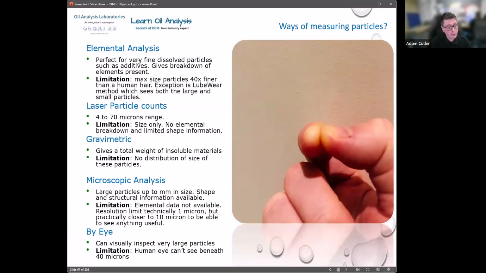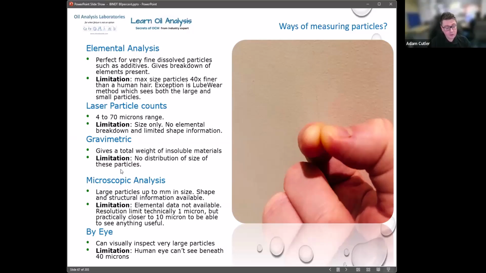We can improve that with acid digestion, which if you look at any other presentations done for Bint, we talk a lot about that on Lubeware, what we do as a lab. You can also do laser particle counts. This measures sizes 4 to 70 microns, so almost up to the width of a human hair here. Again, this is size only, so it gives no elemental or shape information. We can do it gravimetric, so we can weigh the amount of particles there. But again, this doesn't give any distribution of the sizes within that weight.